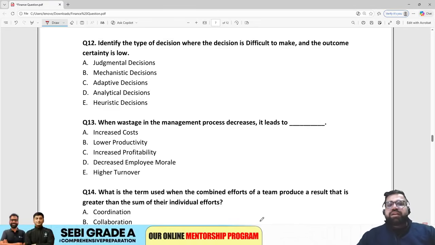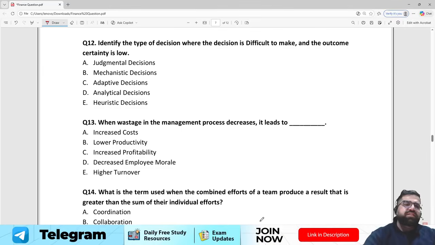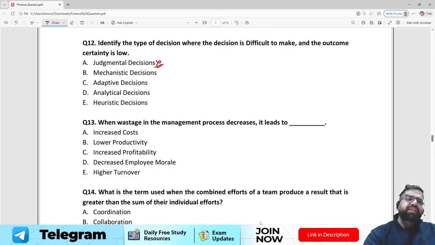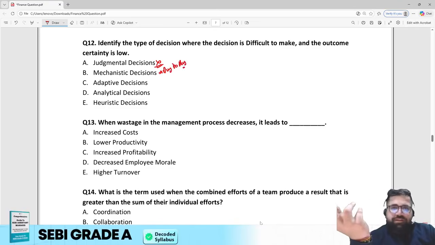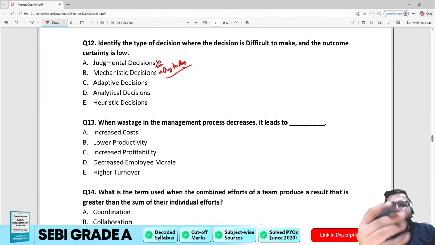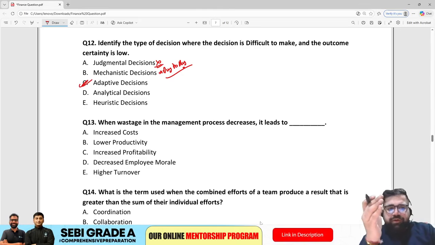So now you have to identify a type of a decision where decision is difficult to make and outcome certainty is low. So judgmental decisions cannot be your right answers because judgmental decisions are based on your judgments. Subjectivity comes. Mechanistic decisions are day to day. Right, day to day. For example, do I live tomorrow? The answer is obviously yes. I hope so. Right? Like these are day to day. For example, if the sun will come out tomorrow, the answer is yes. Adaptive decision is the correct answer, but we will discuss it later on.